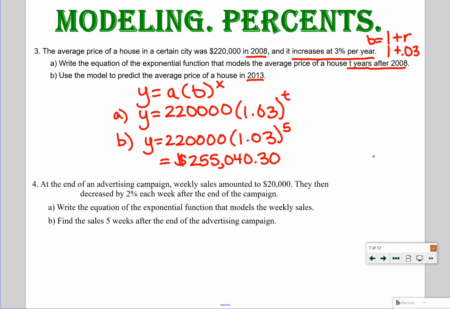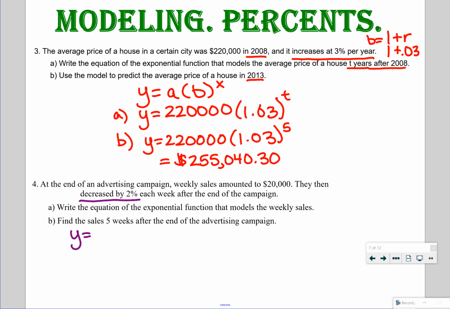This one says at the end of an advertising campaign, weekly sales amounted to $20,000. They then decreased by 2% each week after the end of the campaign. Okay, and we want to make a note that that's a decreasing, so this is going to be a decay function. Write the equation of the exponential function that models the weekly sales.